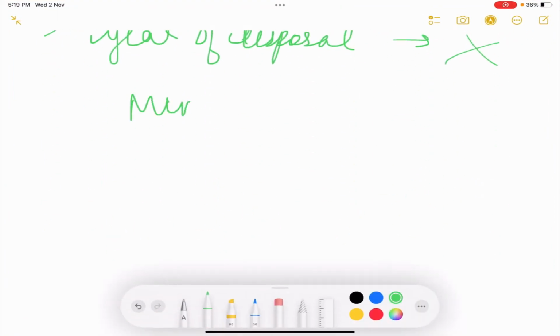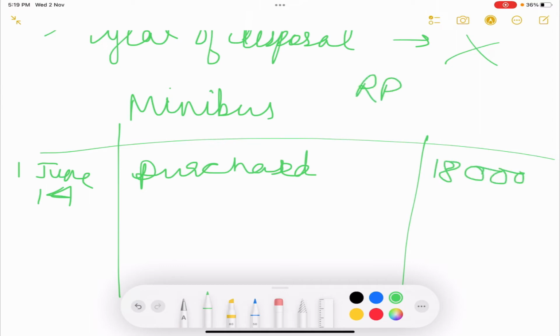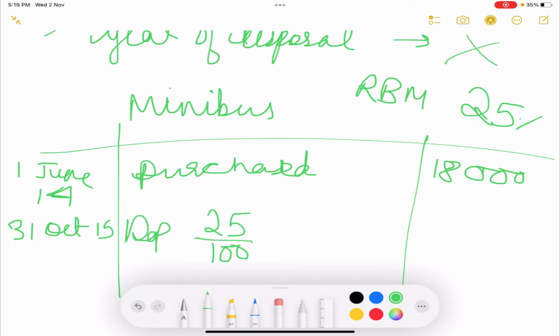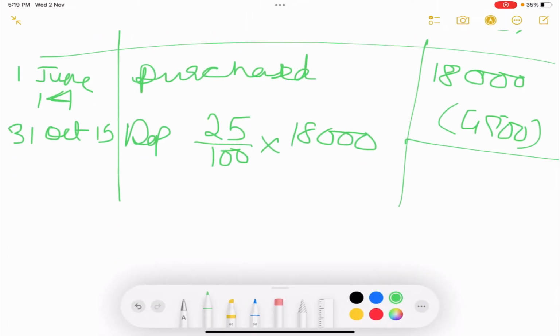I hope you are also writing. So minibus, we have date, particulars and amount, and on 1st June 2014 she had purchased it for how much? Go back to the question and check. She purchased it for 18,000, and this we have to do with the reducing balance method, and the percentage of depreciation is 25%. So on 31st October 2015 she charges depreciation 25% on 18,000. So what would that be? 4,500. So 18,000 minus 4,500 would be 13,500. Now, that is what happened on 31st October 2015.